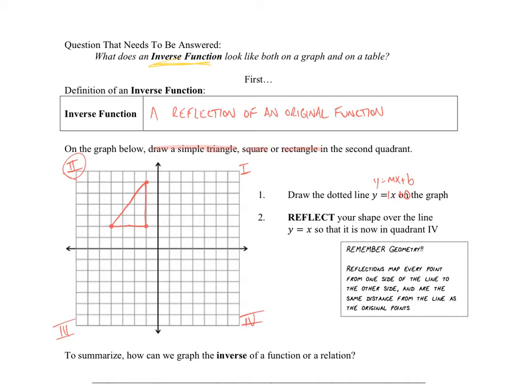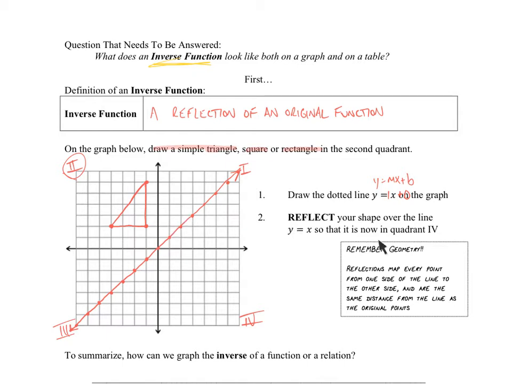So it's going to start right here, and it's going to go up 1 and over 1, up 1 and over 1, up 1 and over 1. It's going to do that across the whole graph. All right, so there's the line y equals x, right? Y-intercept of 0. Slope of 1 over 1.